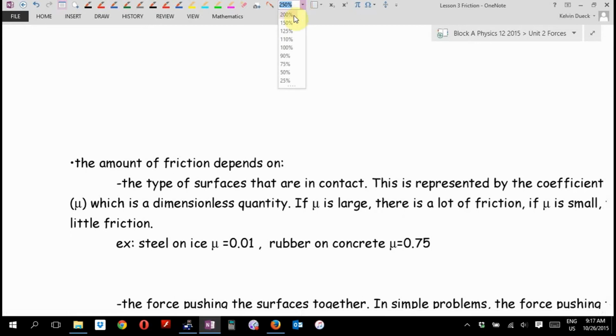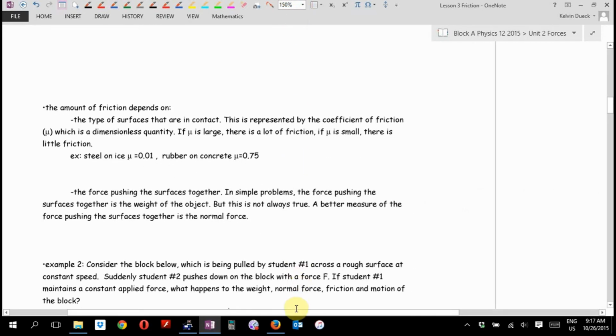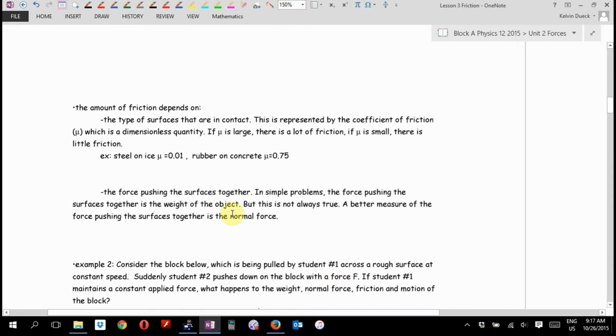The amount of friction depends on two things. The first is the type of surfaces that are in contact. Ice on ice, not much friction. Sandpaper on sandpaper, rougher surface, way more friction. We give this stickiness, this resistance to sliding, a name. We call it the coefficient of friction. We have a symbol for it, the Greek letter mu. This letter. There's your coefficient of friction.